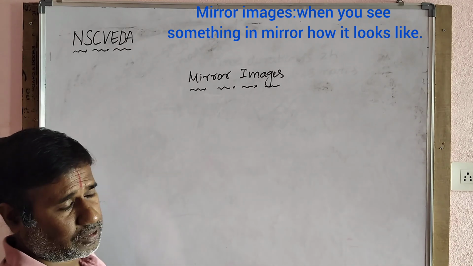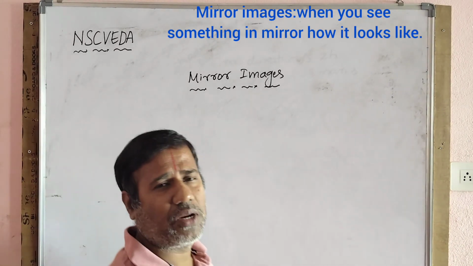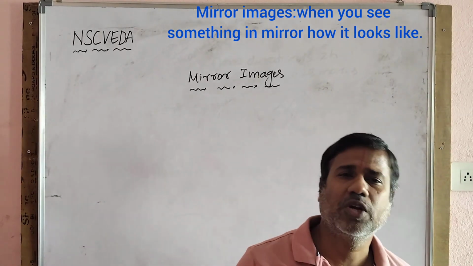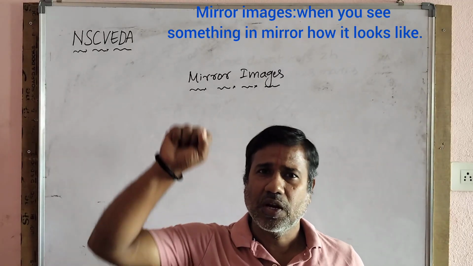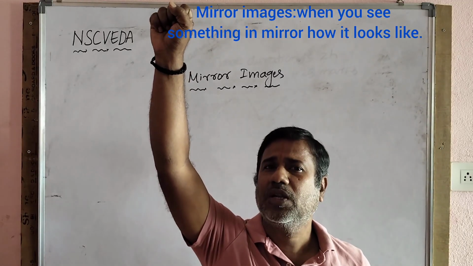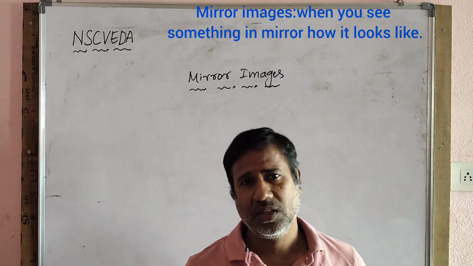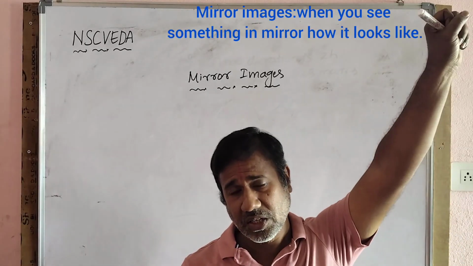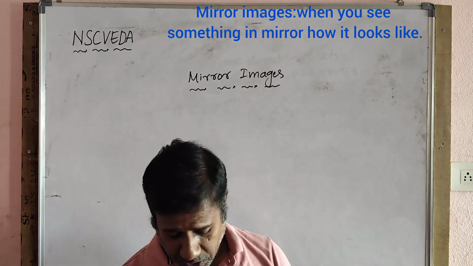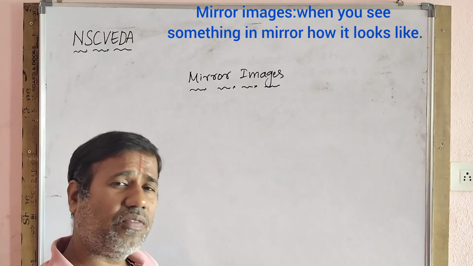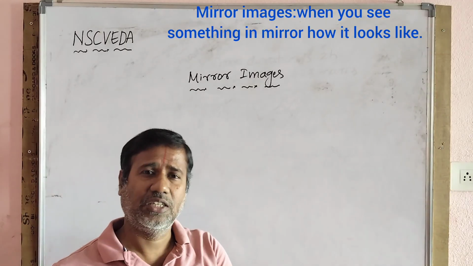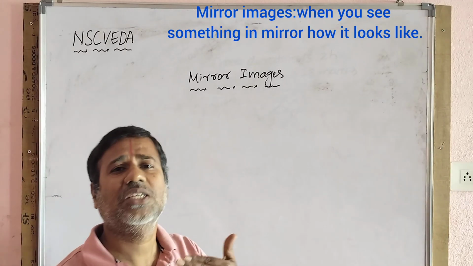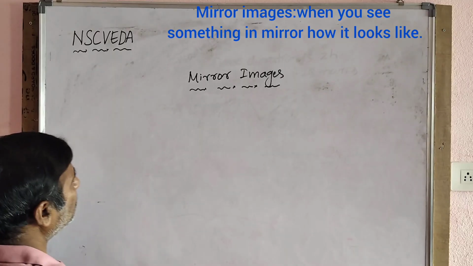When you see yourself in the mirror, if you raise your right hand before the mirror, it seems like you raised your left hand. That means in the mirror, whatever is left will be seen as right, and whatever is right will be seen as left. So that is the first thing.